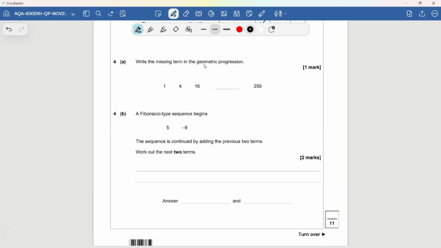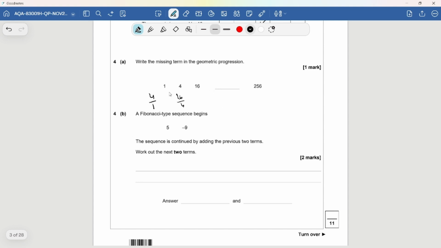Write the missing term in the geometric progression. We have these numbers given here which are in geometric progression. So they progress geometrically. What does that mean? We have this common ratio. If you divide the second term by the first term, that's 4 over 1, it will be equal to 16 over 4, which will be equal to the next term divided by this term. So all these ratios will remain the same. That's what we mean by geometric progression.